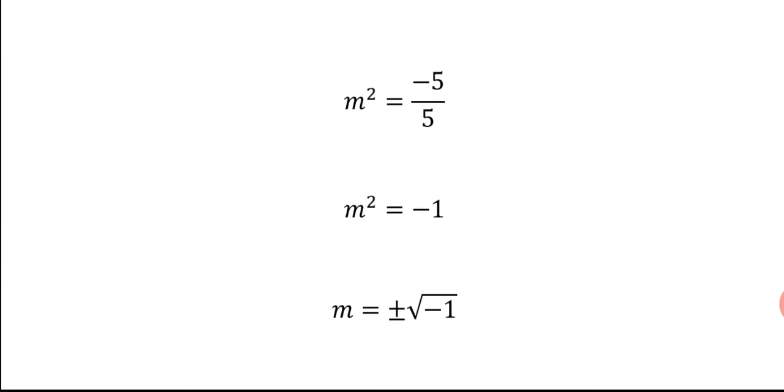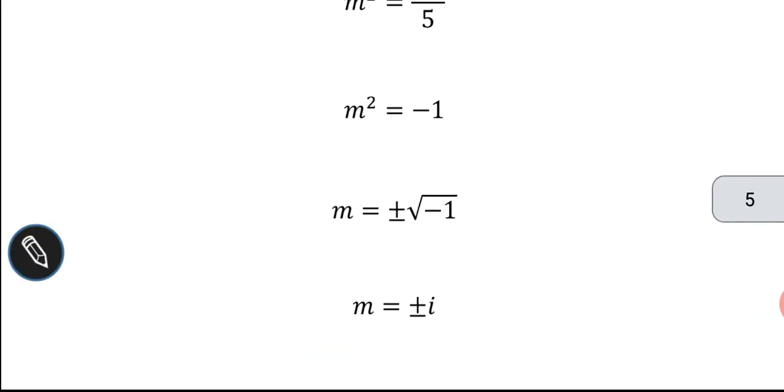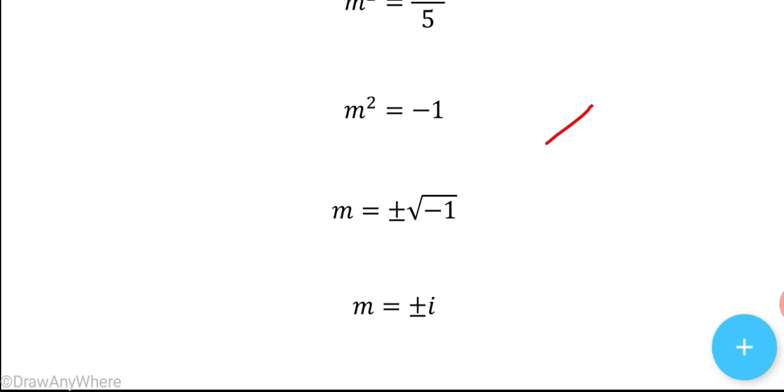Okay, here we have m squared is equal to minus 1. So from this we can find the value of m. So m is equal to plus or minus square root of minus 1. Square root of minus 1 is equal to i. Okay, so m is equal to plus or minus i.